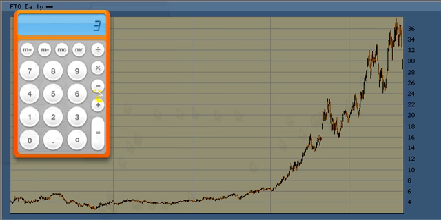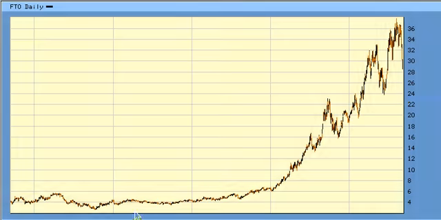If I eyeball this correctly, 16 to 17. The previous floor support is 24. It's got to hold that. That's the first level of support. That could be 5 waves. Alright, UNH.